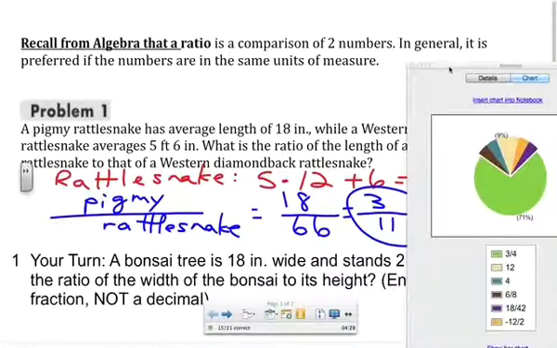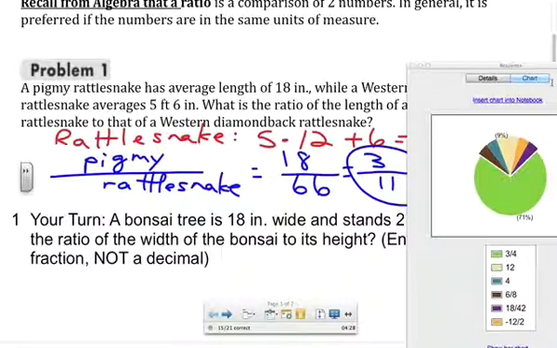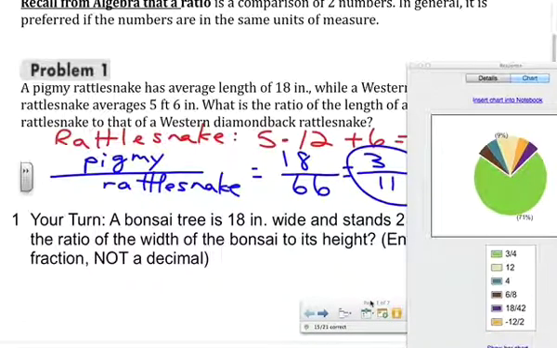Okay, to clarify, what you needed to do here was realize that there's 24 inches in the 2 feet tall, so you would do 18 over 24, which reduces to 3/4. Okay?